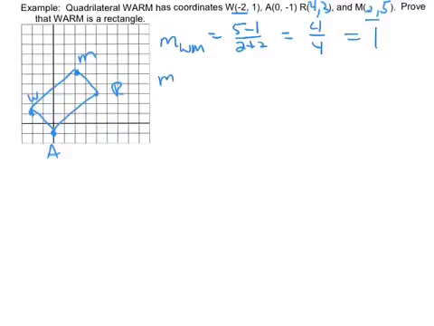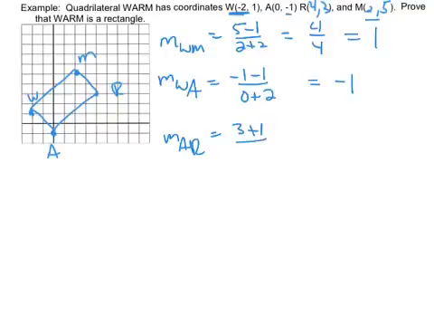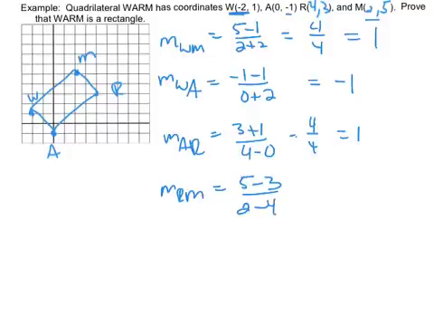Then we have the slope of WA. So that's going to be W again, and now A, so negative 1 minus 1 over 0 minus negative 2, and that ends up being negative 1. The slope of AR is going to be 3 minus a negative 1 over 4 minus 0, which is 4 over 4. So again, that's 1. And the slope of RM is the last one. And that's going to be 5 minus 3 over 2 minus 4. So that's 2 over negative 2, so that's negative 1.